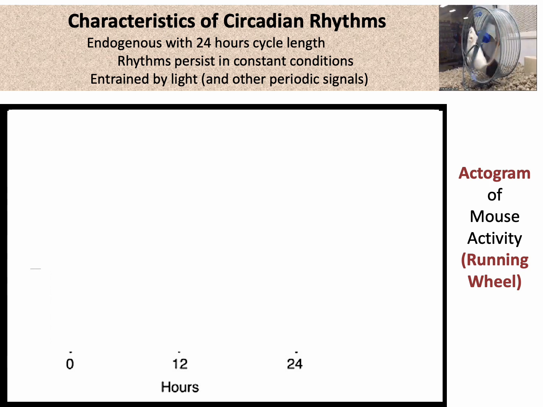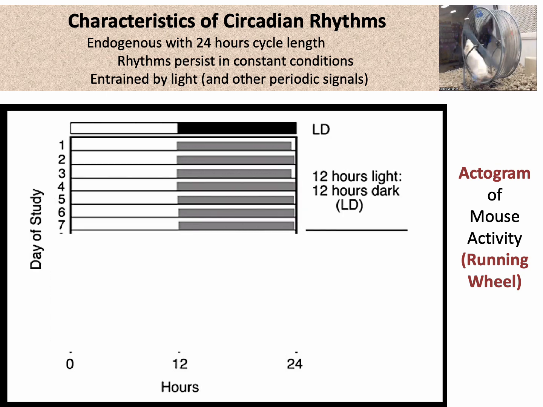When you place a mouse on a running wheel and record its activity profile, that is then captured in this actogram. Looking at the graph, the top bar represents the LD or light-dark cycle, the white bar represents 12 hours of light, and the black bar represents 12 hours of the dark cycle. The gray bar represents when the animal begins its activity. As you can see, mice are nocturnal. They rest in the morning and are very active at night.